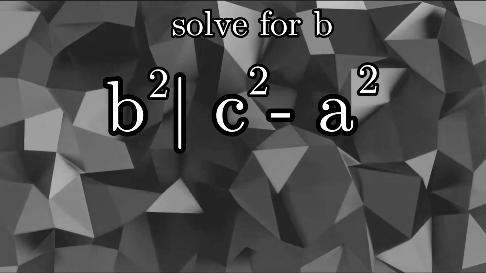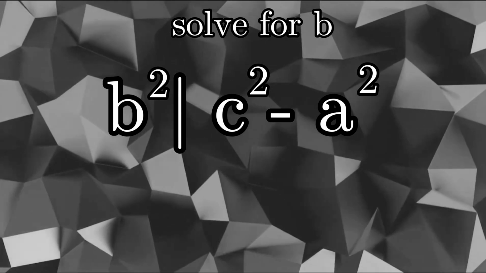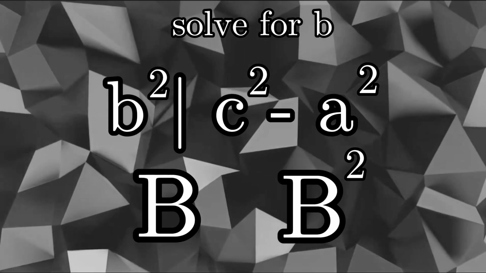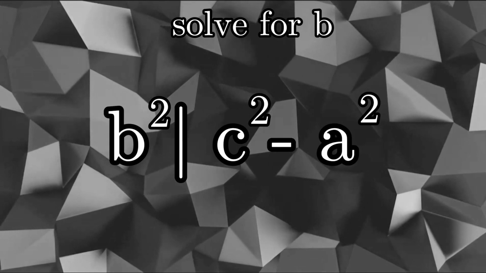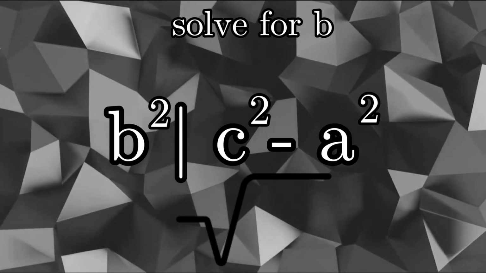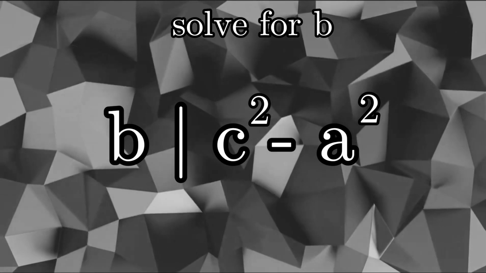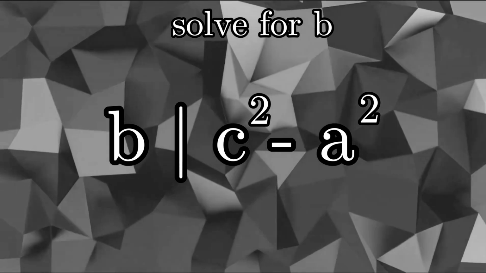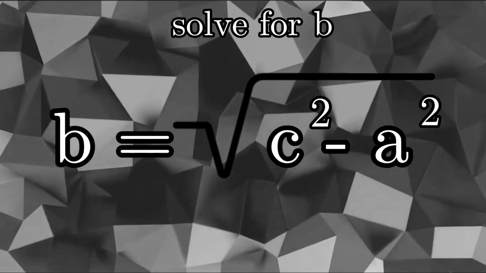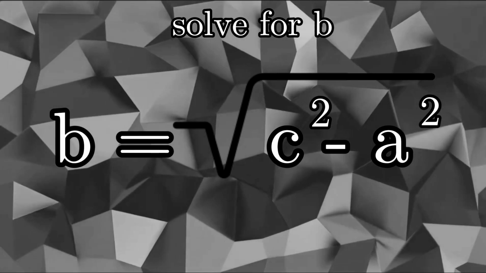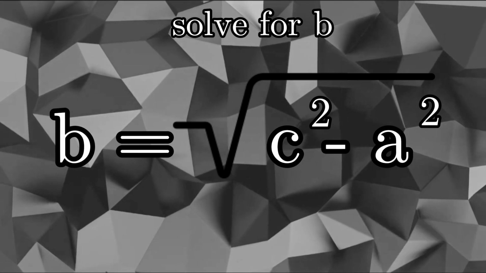Are we done? Well, no. Remember, you have to get b, not b squared. So what's the opposite of squaring? Well, it's square root. So we take the square root of b squared, or just b, and then we do the same thing to the other side. So we square root it. And we got it. b equals the square root of c squared minus a squared.